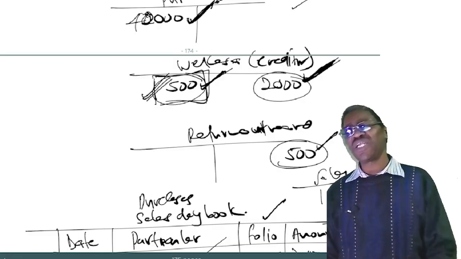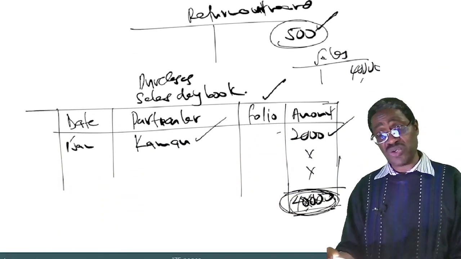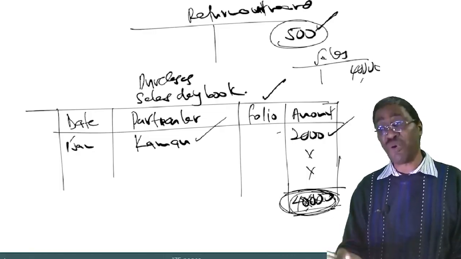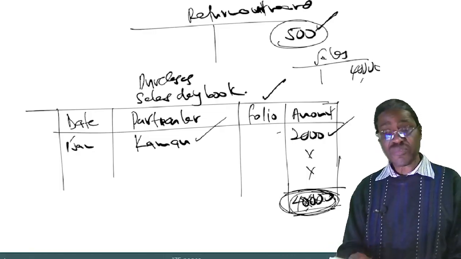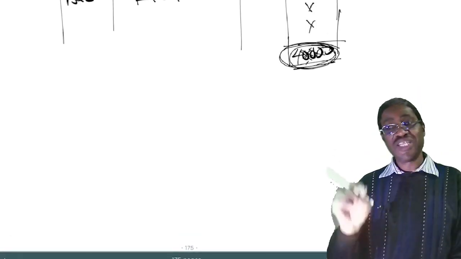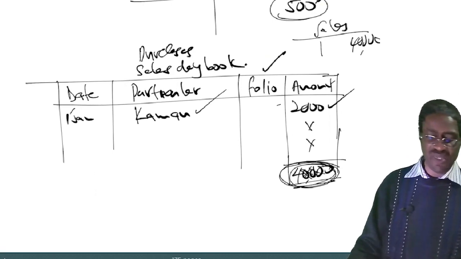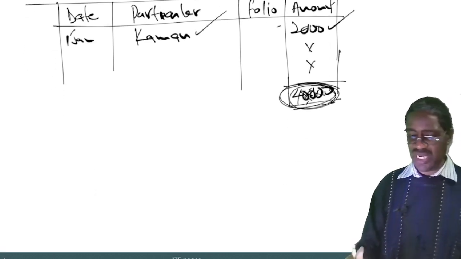It could be returns outwards. It could be returns inwards. That's what we are trying to say. So the format of the form is the same. Then I've told you, listen, I've told you the general journal. Maybe before we go there, write this down. Maybe before we go there, write down there NB.